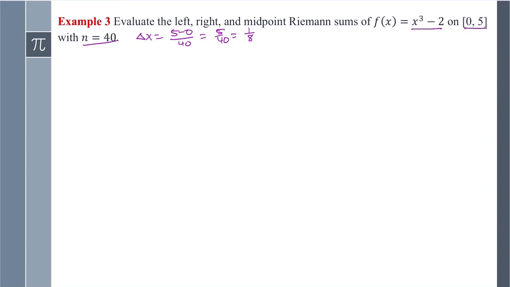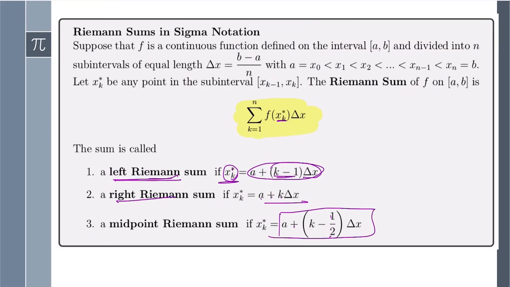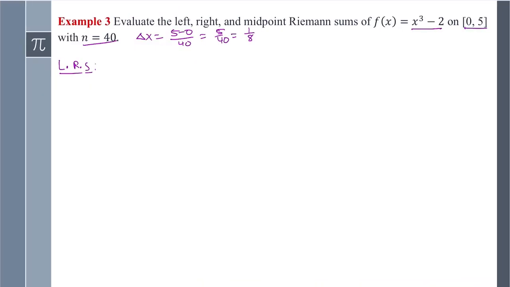Okay, so for the left Riemann sum, we know that we are going to use this one. The point that determines the height is given by a plus k minus 1 times delta x. So x sub k star is given by a, which is 0, plus k minus 1 times delta x, which is 1/8. If we simplify this, we get k over 8 minus 1 over 8.